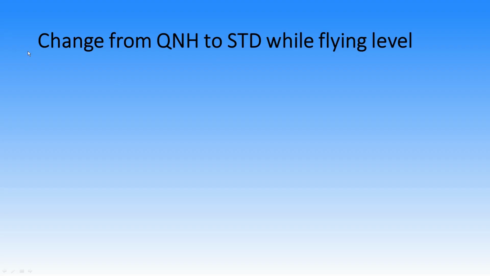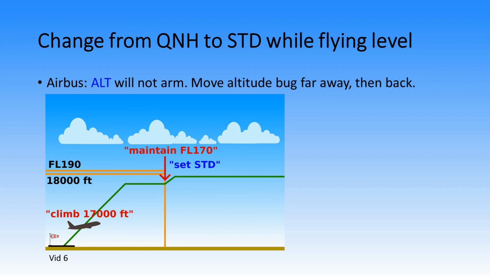Next situation, change from QNH to standard while flying level. Okay, so with Airbus aircraft, alt blue will not arm if you do this. So what you have to do to fix it, move the altitude back far away and then back. So for example here, you are cleared to climb 17,000 feet. That's below the transition, so it's an altitude. So we're climbing and then we're flying level at 17,000 feet.